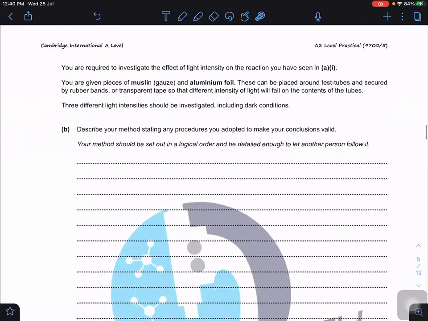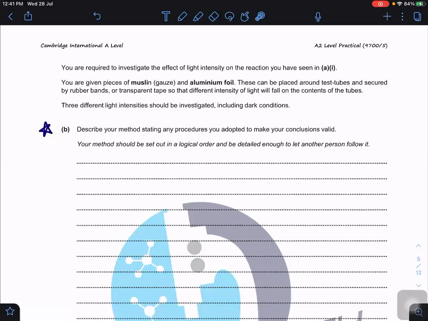So the question that I want you guys to do is basically this. Okay, so you're required to investigate the effect of the light intensity on the reaction you have seen in A1. So you are given a piece of muslin cloth and aluminum foil. So this can be placed around the test tube and secured by using a rubber band or transparent tape so that the different intensity of the light will fall on the content of the tube.